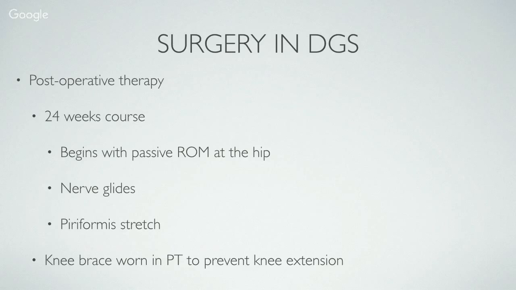So post-operatively, you usually have a 24-week course of therapy after surgery. It begins usually with just passive range of motion at the hip, and then you can progress to nerve glides, and then finally do piriformis stretching. One author recommends wearing a knee brace during the early stages of physical therapy with liberalization as the weeks progress to prevent that strain on the sciatic nerve. With the knee extended, remember, you're putting more strain with hip flexion on the sciatic nerve. So he actually recommended the knee locked at 45 degrees during therapy for the first 3 weeks, and then you can progressively liberate by 10 degrees week by week after that.